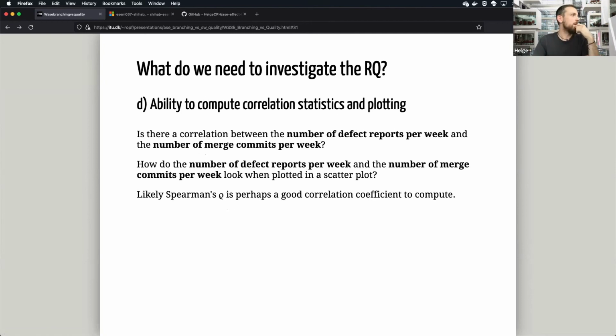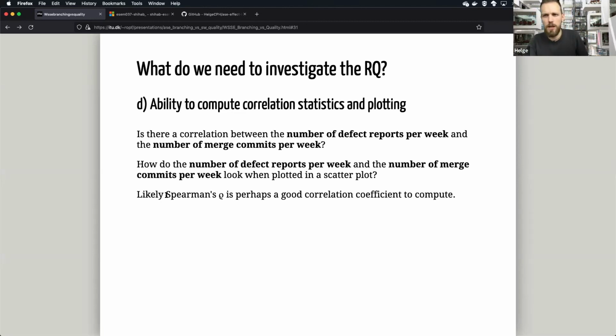And the last thing is we need, as it was said, some statistical tests. And I think we also want to plot some data, because before we do statistical tests, we would like to see some plots, because then we already get a feeling for whether there is a correlation or not. As we do this visual inspection, we need the ability to plot the number of bug reports per week versus the number of merge commits per week. This will be a scatter plot. And then we need a correlation measure. We are going to use Spearman's rho as a correlation coefficient.